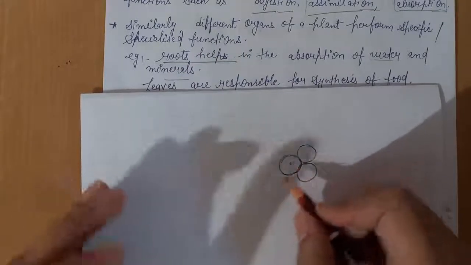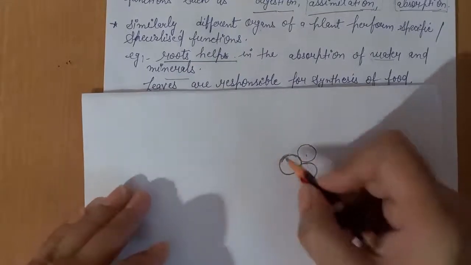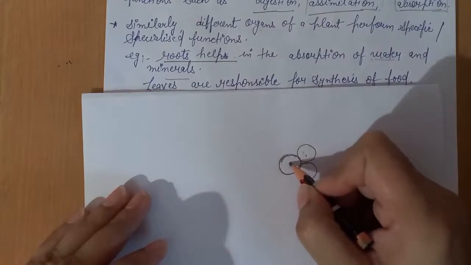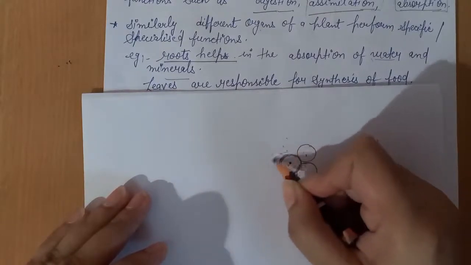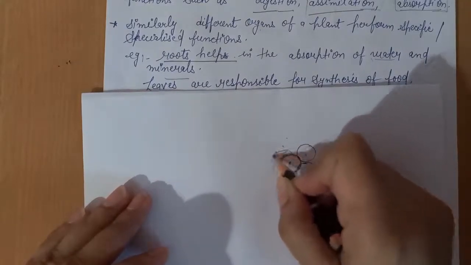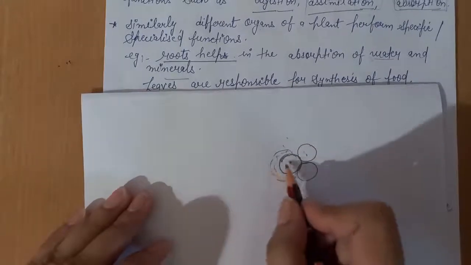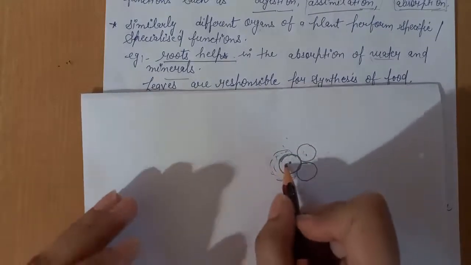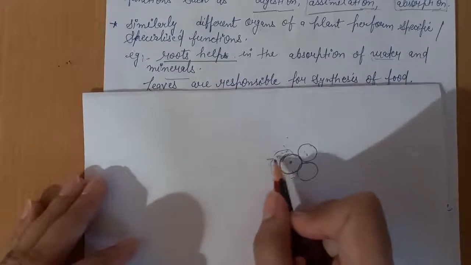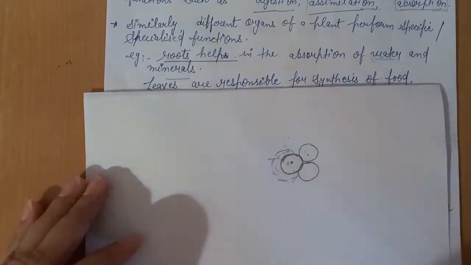The cell membrane separates the cells from one another, and also separates the cell from its surrounding environment, such as this surrounding environment of the cell, and because of the cell membrane this cell is separated from its surrounding medium.